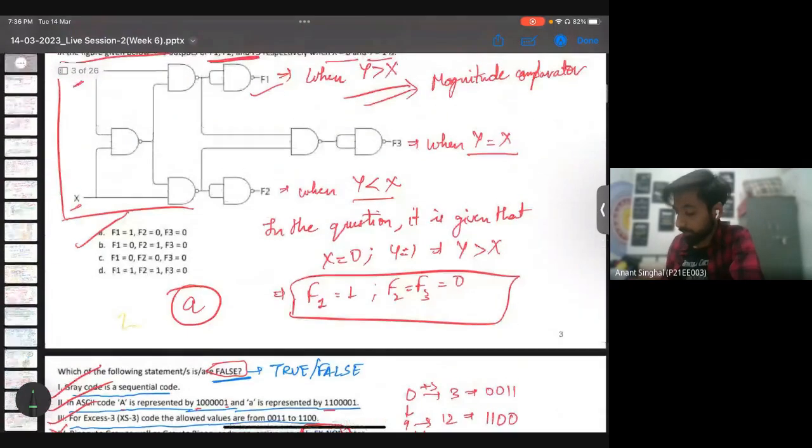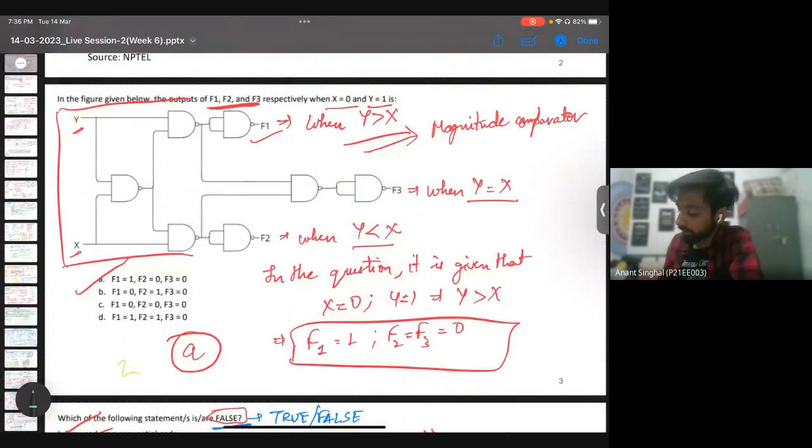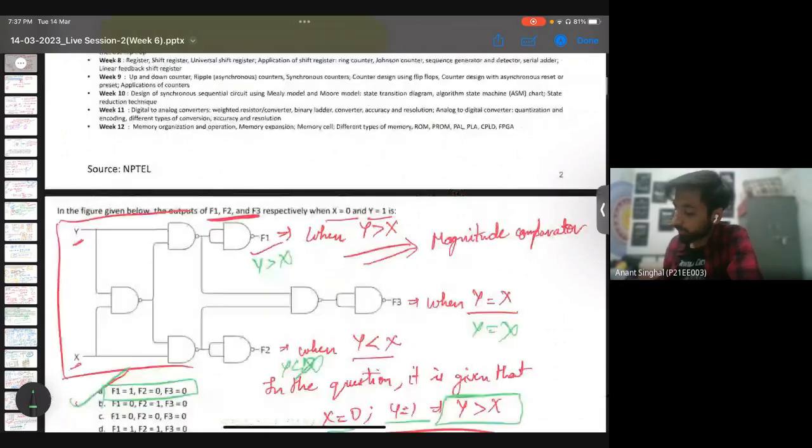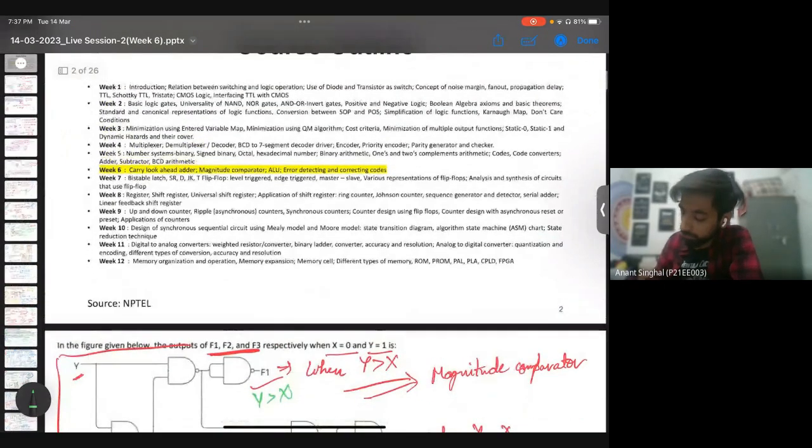Then again a theoretical question, and this was a magnitude comparator circuit in which we got to know that f1 is nothing but when y is greater than x, this is when y is equal to x, and this is when y is less than x. So the question says that y is 1 and x is 0. So y is greater than x, so we need f1 to be 1 and the rest of them as 0. So this was all from the combinational circuit part.